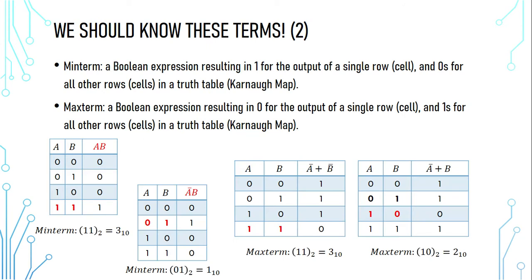Minterm. A minterm is a Boolean expression resulting in 1 for the output of a single row in a truth table, and zeros for all other rows in a truth table. And we can say cell instead of row when we mean a cell in a Karnaugh map. And maxterm. A maxterm is a Boolean expression resulting in 0 for the output of a single row and 1s for all other rows in a truth table. You can see some examples with their truth tables here. Note that minterms and maxterms have identifying numbers. For example, we say minterm number 0, m0, or maxterm number 1, capital M1.